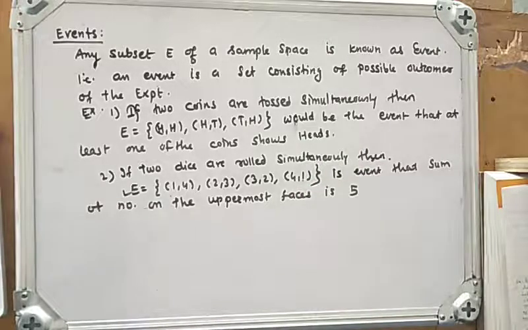Now let's see some types of events: the elementary event, the impossible event, and the sure event. We will see these types in the next lecture. Now we'll stop here. Thank you.